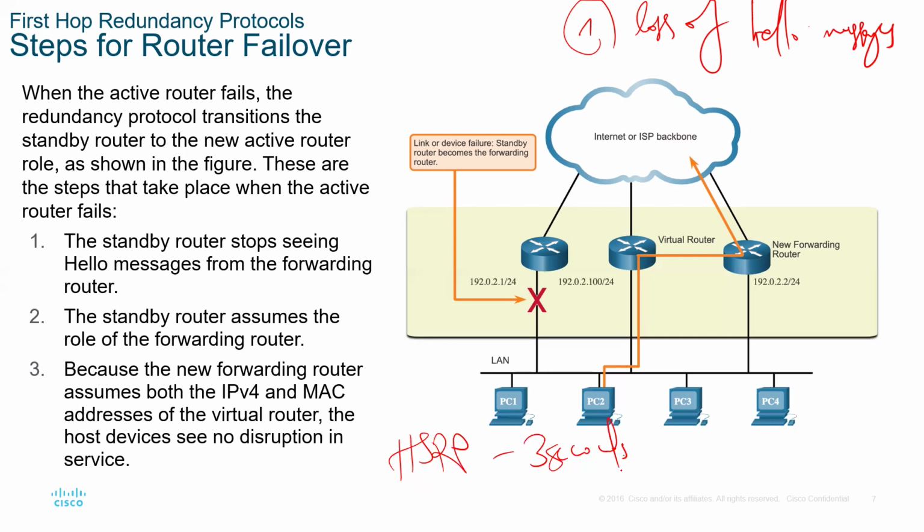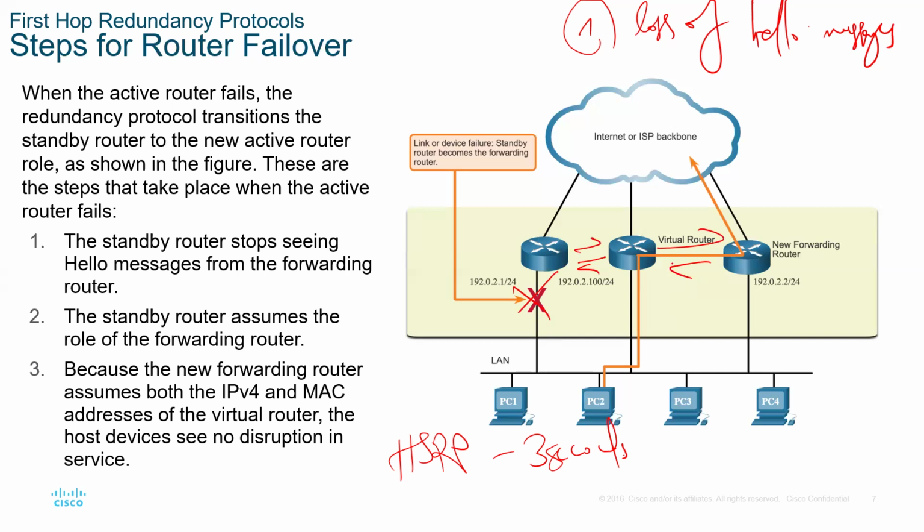The priority will then be used in the election process, for example, to choose which one becomes the active router or which one becomes the standby router. So every 3 seconds, a message is being sent. In this example, where there are three routers, they are exchanging hello messages every 3 seconds. Now, in the case of failure, if this one fails, it stops sending hello messages.